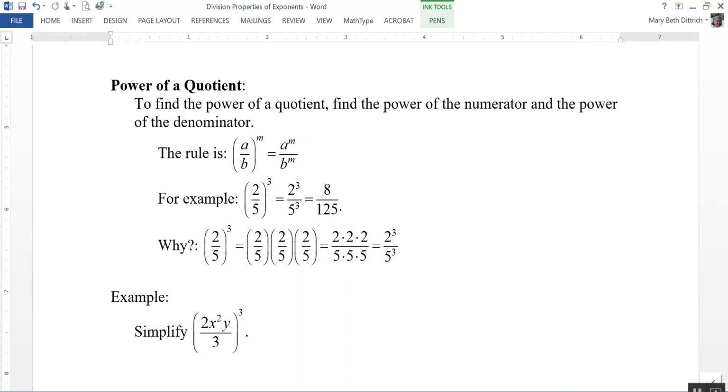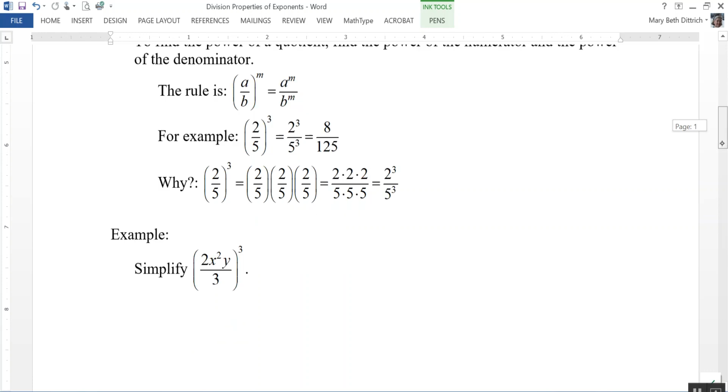Why is that true? Because 2/5 to the third power is 2/5 times 2/5 times 2/5. 2 times 2 times 2 is 2 to the third. 5 times 5 times 5 is 5 to the third. That's why that works. So let's take a look at an example of this.